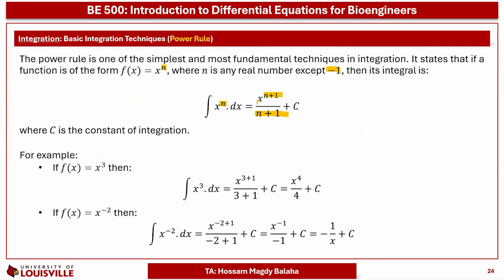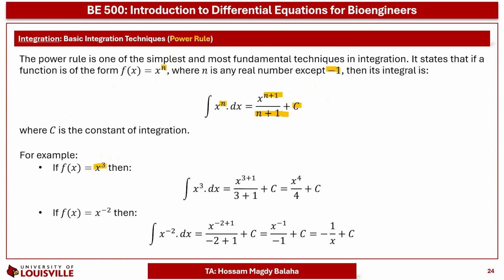Because if you applied minus 1 here, minus 1 plus 1 will equal 0, so it will be 1 over 0, which is not defined. And the integral here produces a constant c. It is called the constant of integration.